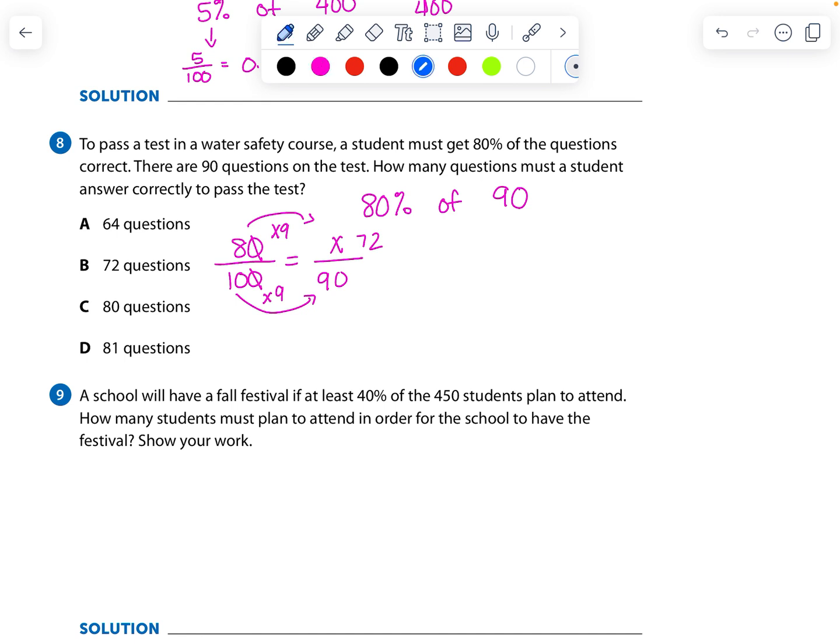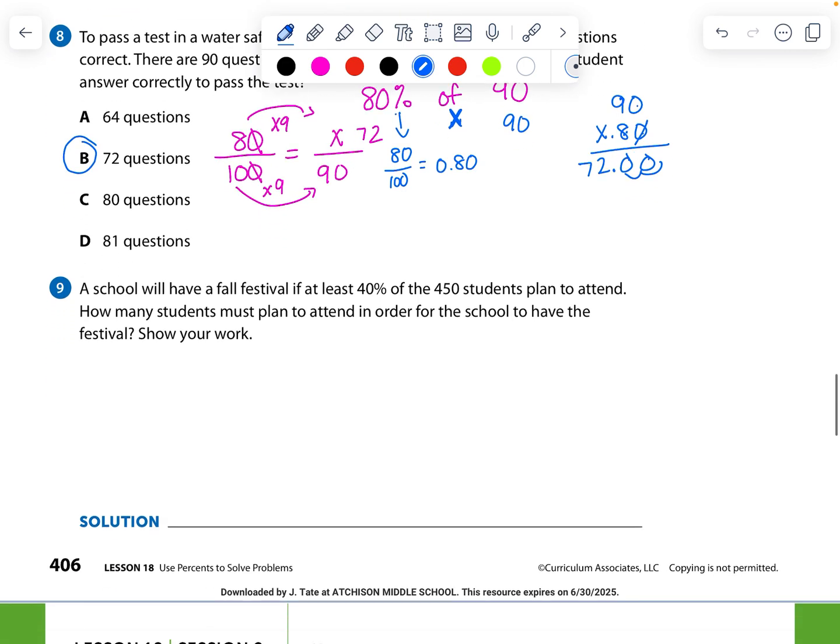Option 2 would be to use our new strategy. 80% of 90. That means I'm going to turn this into a fraction or a decimal. 80. I'm going to know that "of" means to multiply, and then I'm going to multiply by 90. I kind of prefer the decimal, but if you want to multiply by fractions, you can. 0 times anything is 0. 8 times 0 is 0. 8 times 9 is 72. And then we have 2 decimal places. So we get 72.